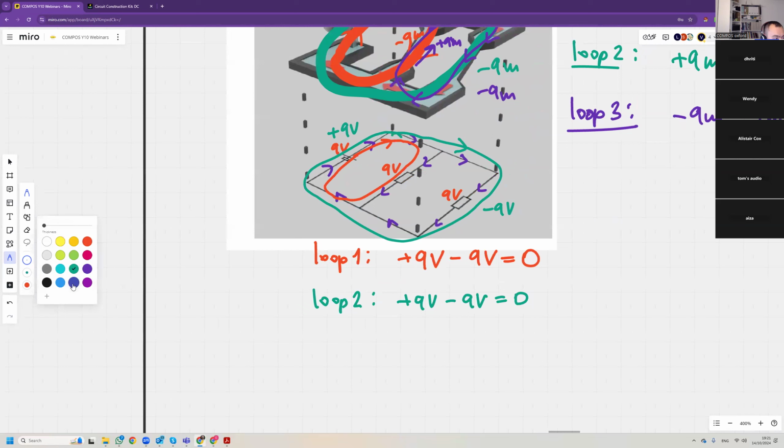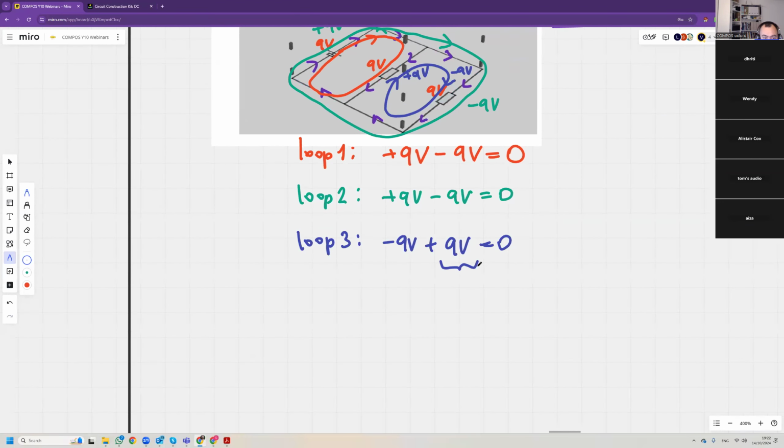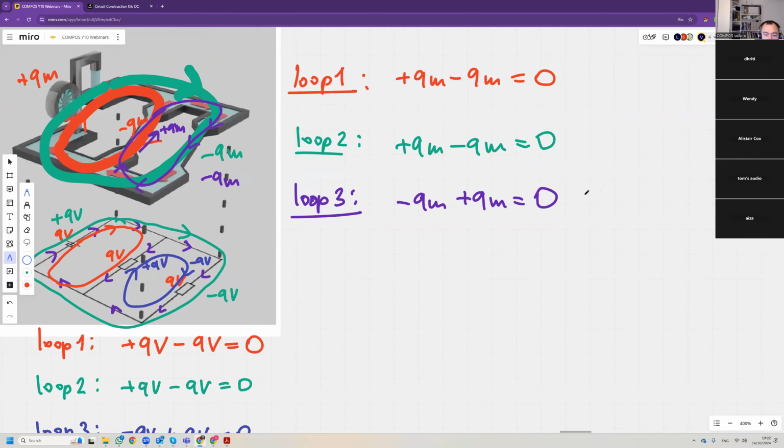And finally, loop 3, you lose 9, so minus 9 volts here, but plus 9 volts here because you're again going against the flow of current. So minus 9 volts plus 9 volts is 0. So you're going against the flow. Same here. In this, against the flow.